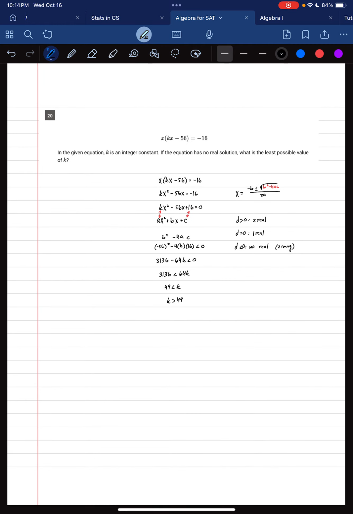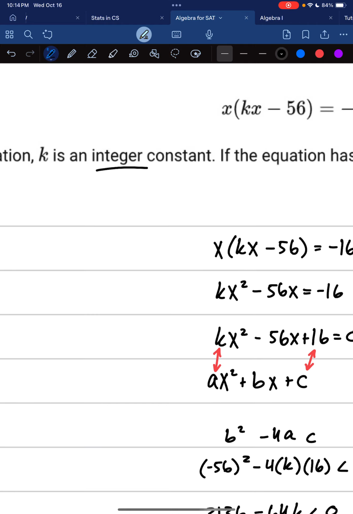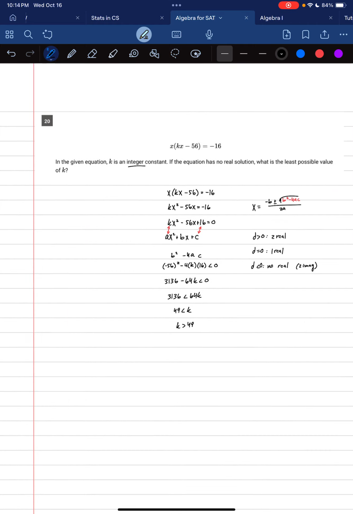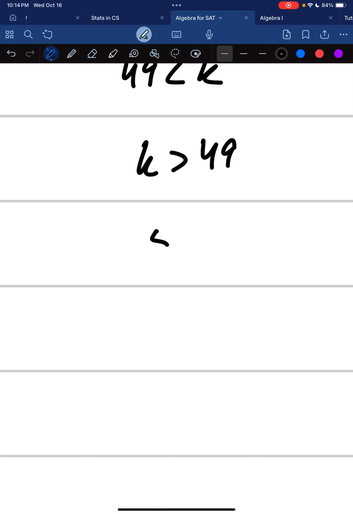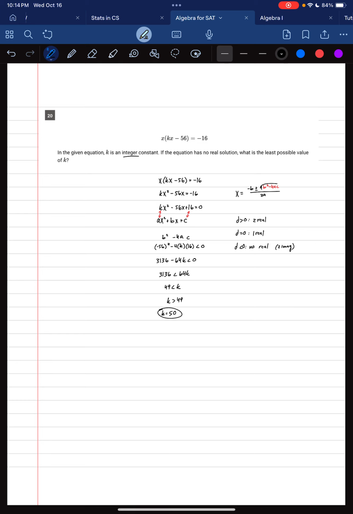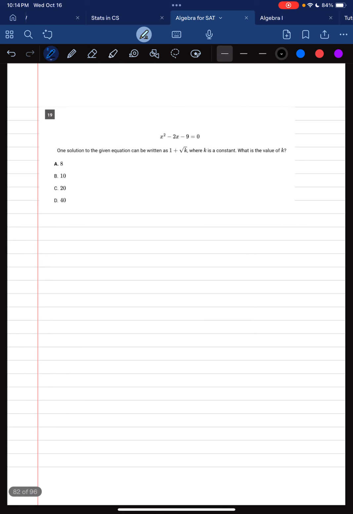But they're asking for the least possible value of k, and they told us that k is an integer, which means that it has to be a whole number. So then the least possible integer that's greater than 49 is 50, right? So then k must be equal to 50. So that question dealt with the discriminant.